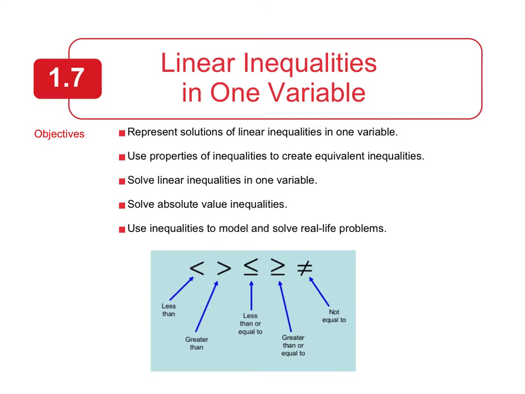1.7 is the last section that we'll cover in chapter 1, and that is working with inequalities. And we'll just work with inequalities in one variable, so graph them on a number line. So for our objectives today, we are going to look at solutions of inequalities. And we solve inequalities the exact same way as an equation, but we do have two times where we have to flip our sign around, and we will talk about those.